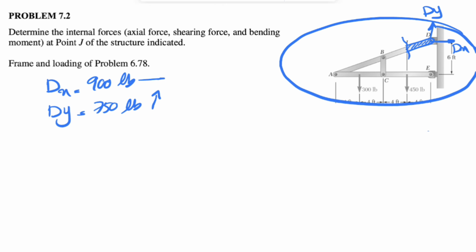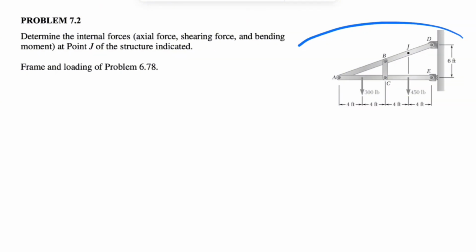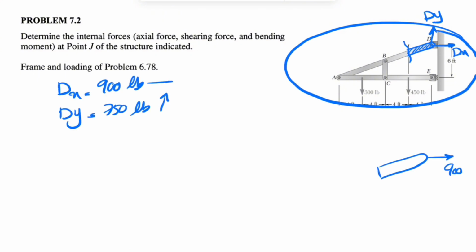So in this question, we need to find all the internal forces at J. We can either go with this section that we have in here or the rest of it, which probably would be more complicated. So I'm just going to break it down and do a section at this point, and I'm going to draw the free body diagram. We have the two components at D, one of them 900, and the other one 750.